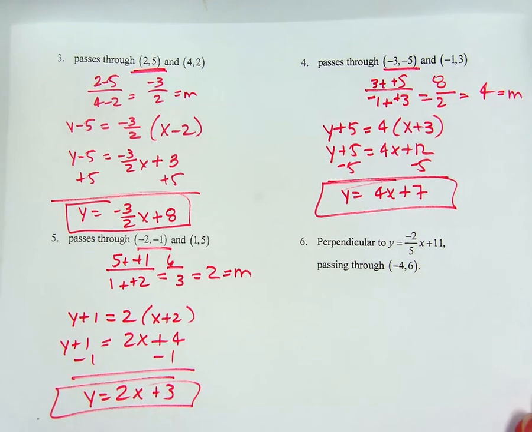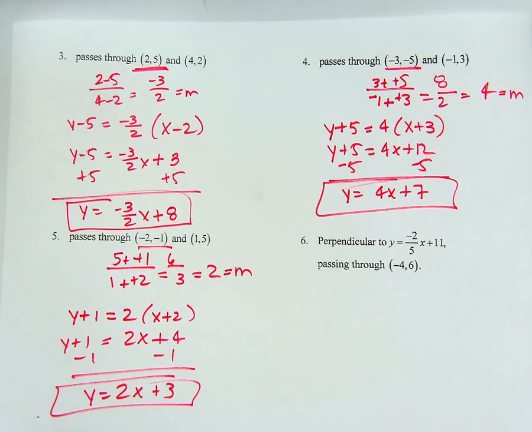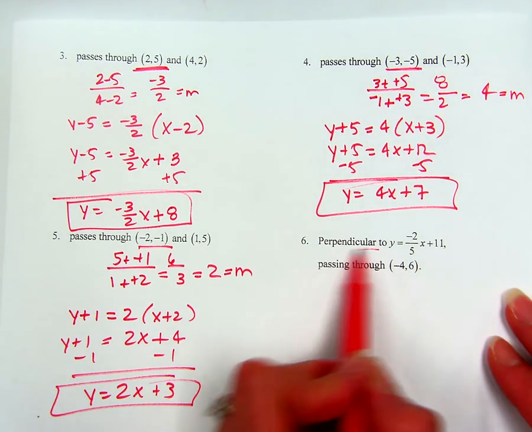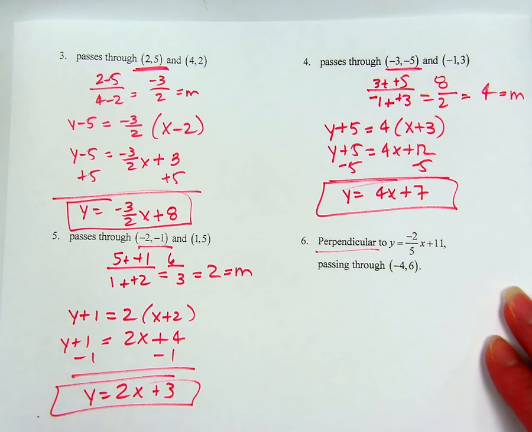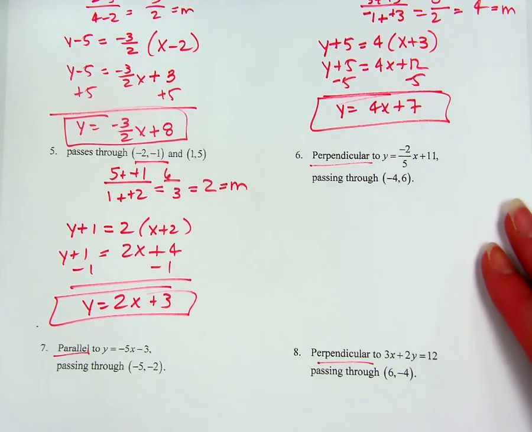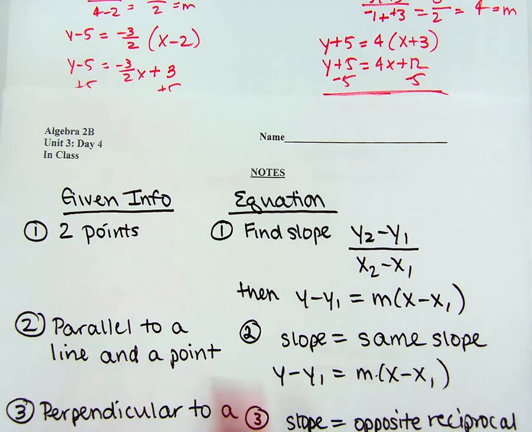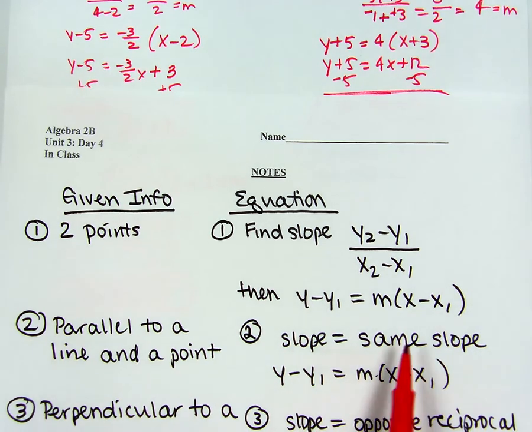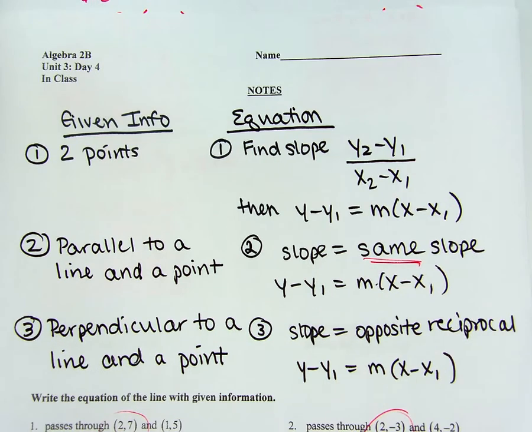All right, so now these problems get to be a little bit different. If you notice that they tell us now that they're perpendicular or parallel to a particular line. So let's go back to these notes. If it's parallel, the slopes are going to be the same. And if it's perpendicular, we're going to have opposite reciprocal slopes.